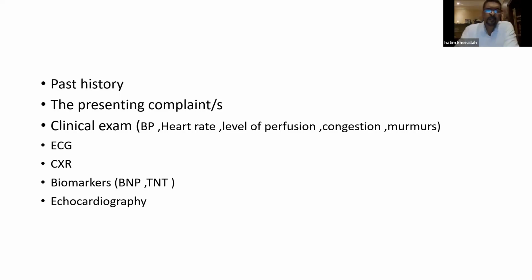Now, of course, back to basics, the past history is important. A patient with a history of heart failure, a patient with a history of ischemic heart disease, a patient with a history of a metallic valve, these are so important clinical data. And the presenting complaint, how the patient presents, complaining of what? Then the clinical exam. Okay, the blood pressure, the heart rate, the level of perfusion, the level of congestion, and the murmurs. Okay, then we have the preliminary diagnostic tools we have probably in all cardiac centers and even in secondary hospitals.